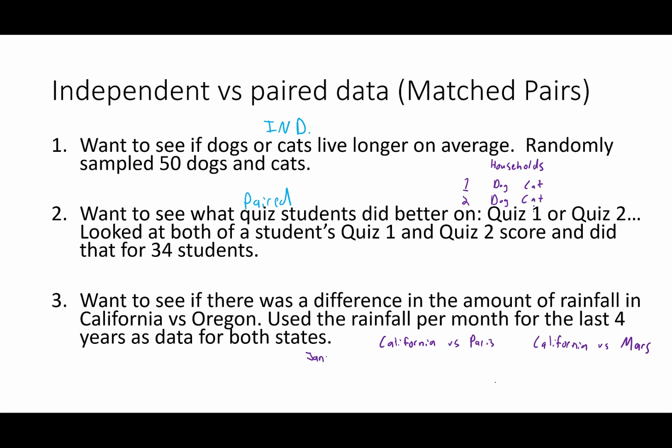If we think about January 2016, how much did it rain in California? Maybe 3.8 inches. How much did it rain in Paris? I don't know, maybe 6.7 inches. California, 3.8 inches; Mars, 0 inches. February 2016, how much did it rain in California? Maybe 2.7 inches; Paris, 5.1 inches. California, 2.7 inches; Mars, 0 inches. It's paired because it's coming from the same month. So it doesn't matter what other location we picked. This would always be paired data because it's coming from the same observational unit, which is month.